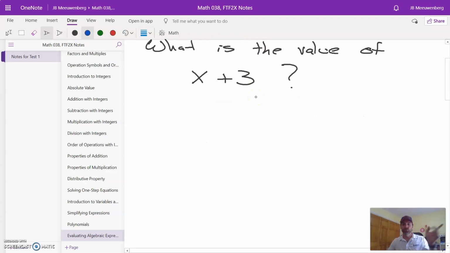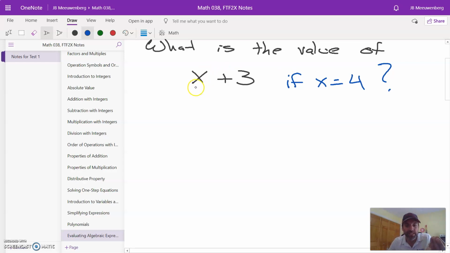Hopefully, you don't know. Hopefully, your answer is, it depends. Hopefully, your answer is, I need to know what x is. Hopefully, your answer is, we don't have enough information. So how about I delete that question mark and add, what is the value of x plus 3 if x equals 4? Question mark.